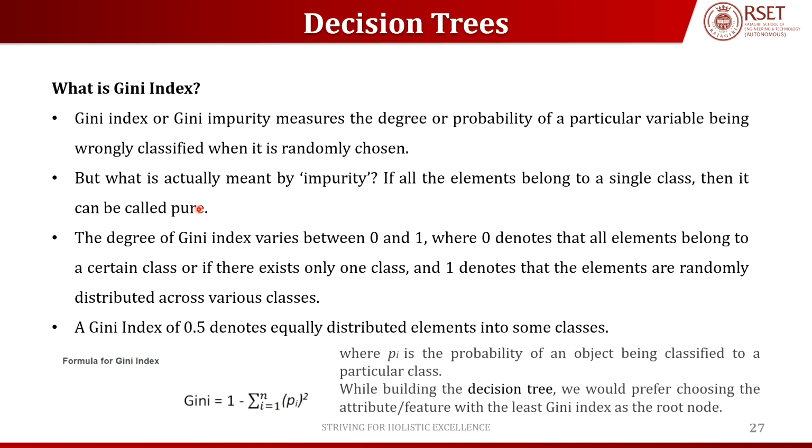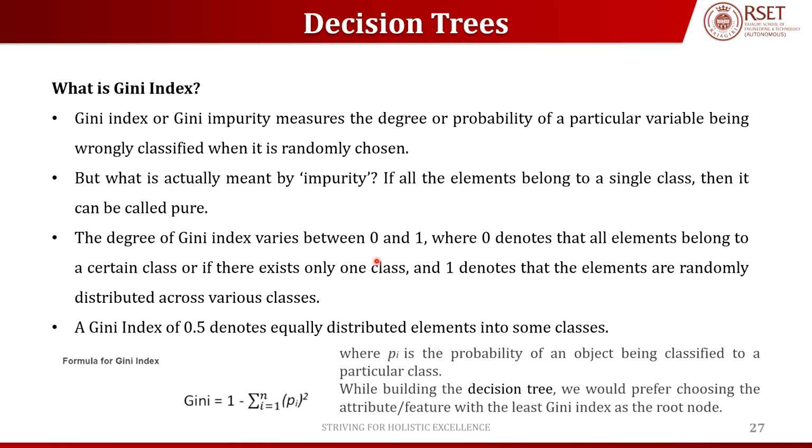Next is Gini index. Both Gini index and entropy are ways to measure the impurity or disorder of a data set in a decision tree. While they are calculated differently, they serve the same purpose, to help the decision tree algorithm find the best way to split the data. So Gini index or Gini impurity measures the probability of a randomly chosen item being incorrectly classified if you randomly assign a label based on the distribution in the dataset.